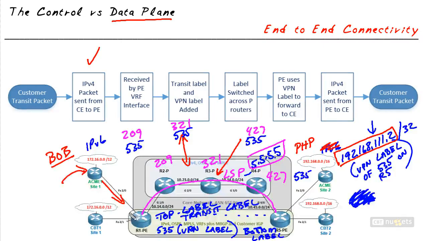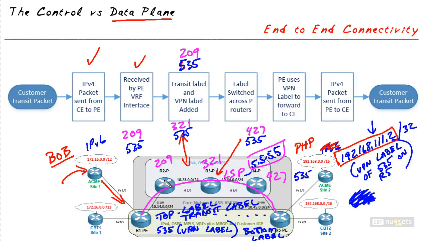If a transit packet is sent and received by R1, it's going to come in on the interface associated with that VRF. Now, after R1 has received that packet, it's going to take a look, and in CEF, it's going to say, hey, buddy, there's a VPN label, it's 535, and there's a transit label of 209 that you need to impose, and then go ahead and send that packet off to R2.